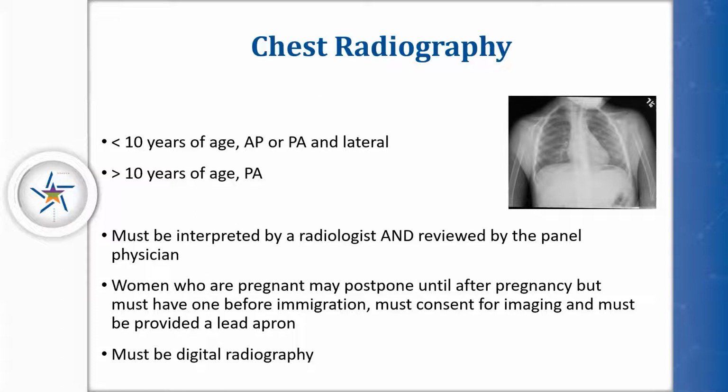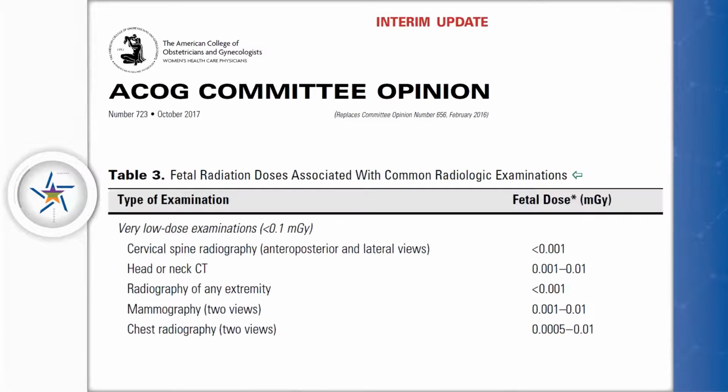So the pregnant ladies, we're going to have some talk about the pregnant ladies, but I wanted to start off our first session speaking. Women who are pregnant may postpone their chest x-ray until after pregnancy, but they must have one before immigration. And if a pregnant woman is going to have a chest x-ray, she must consent for imaging and must be provided a lead apron that covers her all the way around circumferentially.